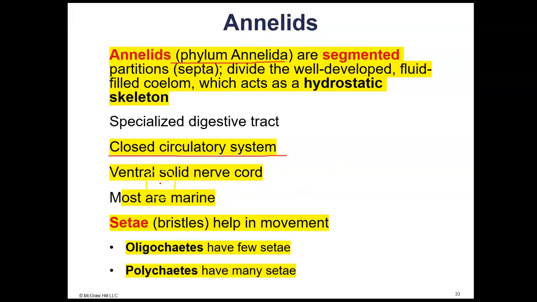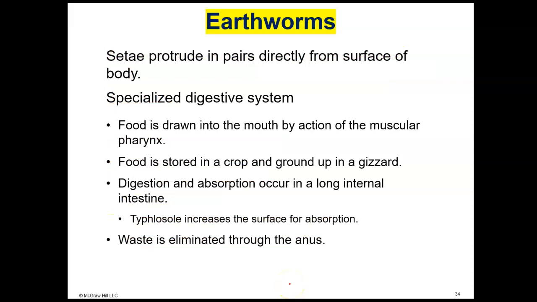They do have a nerve cord, but it's on the ventral side instead of the dorsal side, like in vertebrates. It's on their stomach side. So they have a ventral solid nerve cord, whereas if we were describing humans, for example, we have a dorsal hollow nerve cord. Most of the annelids are marine and have these bristles called setae that help them to move. The oligochaetes, like earthworms, have very few setae, but the polychaetes have many setae.